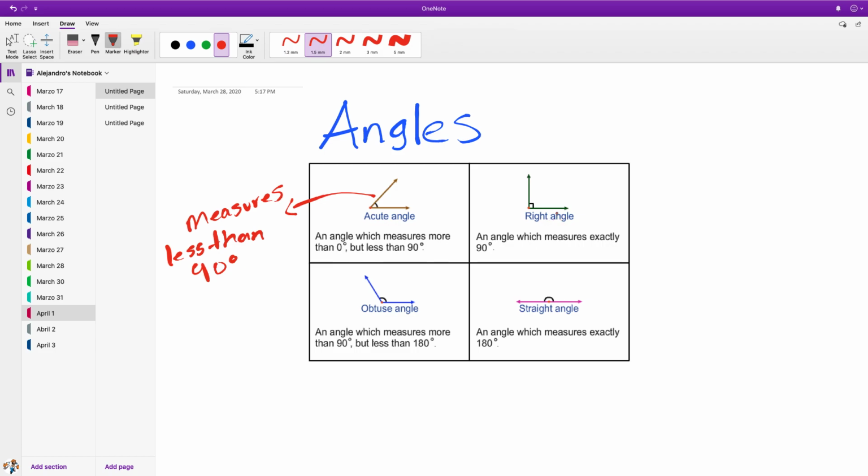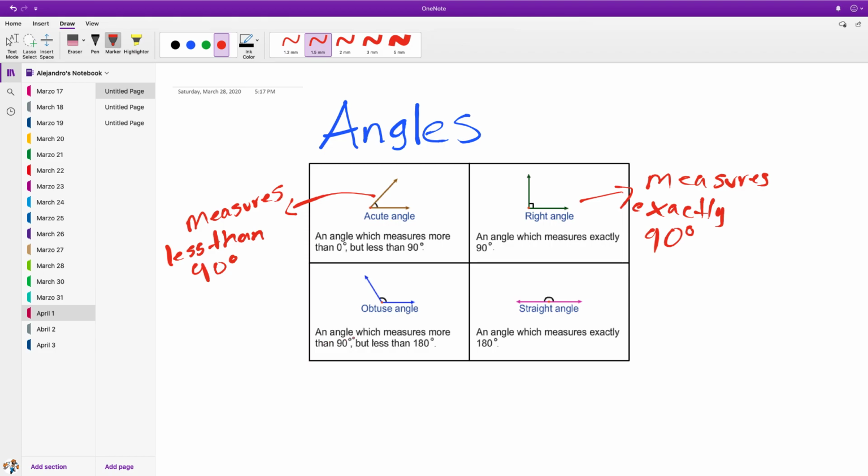Right here we have a right angle. We know that a right angle measures, yes, exactly 90 degrees. And guys, whenever you see that little square, that means that you have a right angle. So a right angle, I'm going to put it here, measures exactly 90 degrees, right? Good.